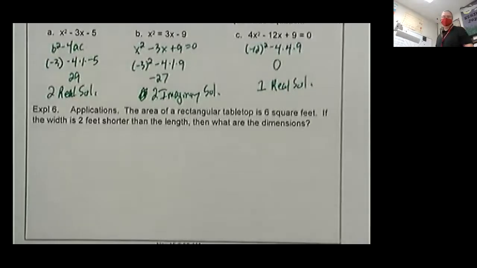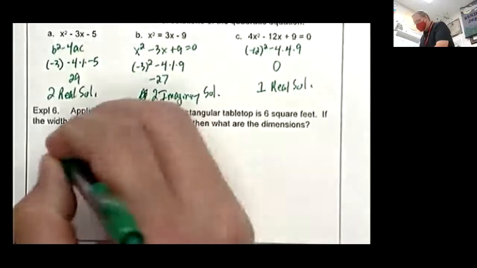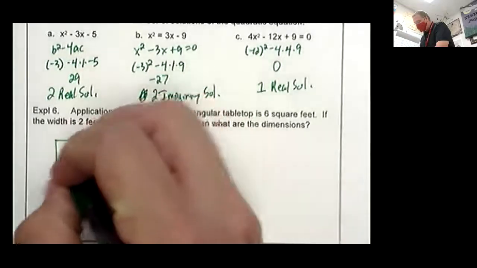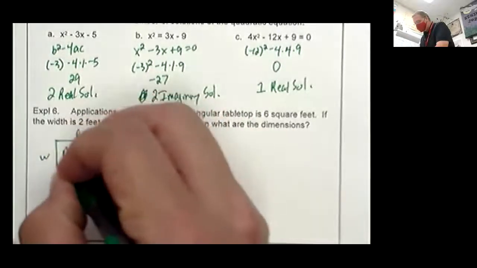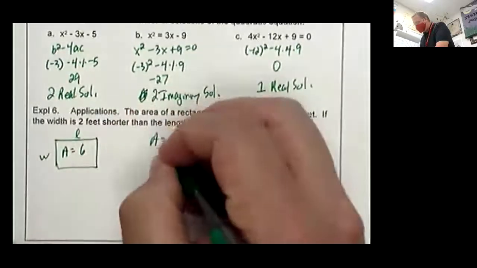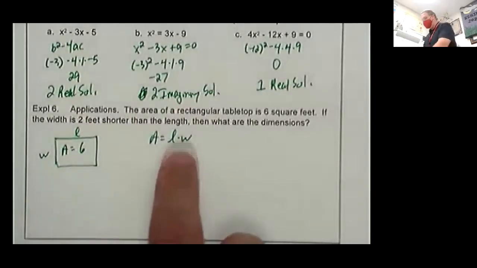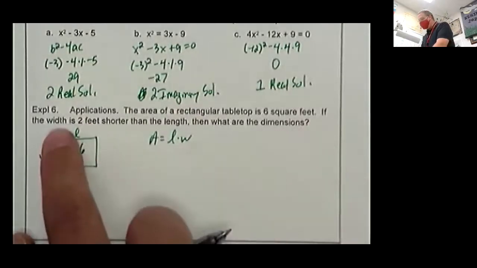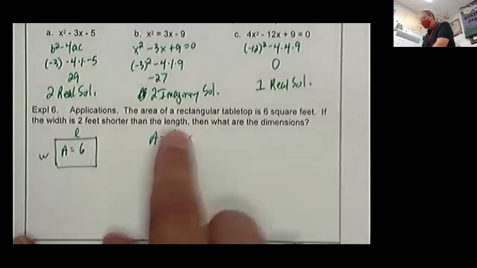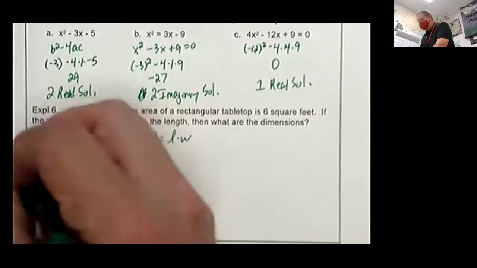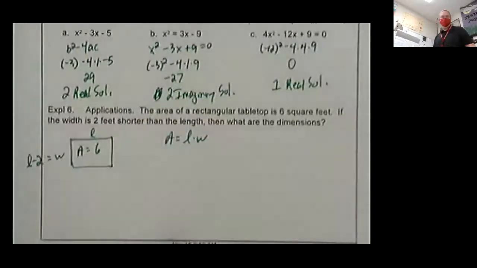Application question. The area of a rectangular tabletop is 6 square feet. If the width is 2 feet shorter than the length, what are the dimensions? So again, let's draw a picture. Here's our tabletop. It has a length and a width. We know its area is 6 feet. We also know area is the formula length times width. To solve this, we need to get this equation in the form of length or in the form of width. And what do we know about them? We know the width is 2 feet shorter than the length. So if the length is L, then we know the width is whatever the length is minus 2.